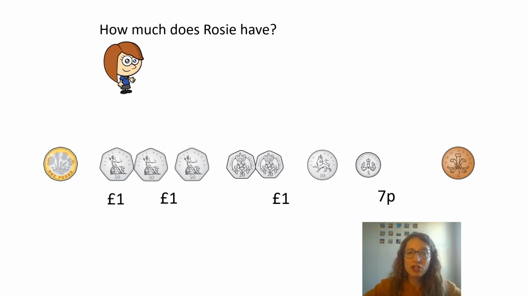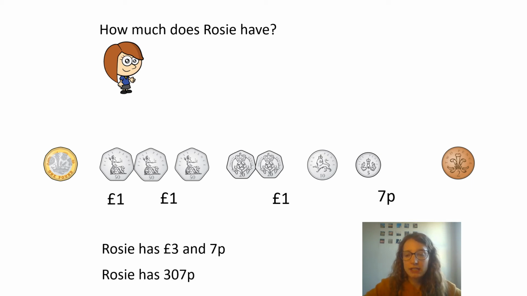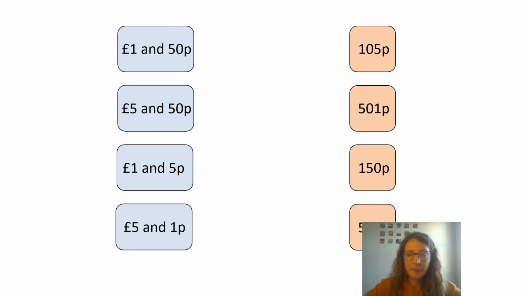And what would it be in just pence? Okay, so pounds and pence. We've got 1, 2, 3 pounds and 7 pence. And if I was doing it all in pence, I've got 100, 200, 307 pence. Okay, what I would like you to do, sorry, I think my camera's covering the bottom one, but it'll be whatever's left.